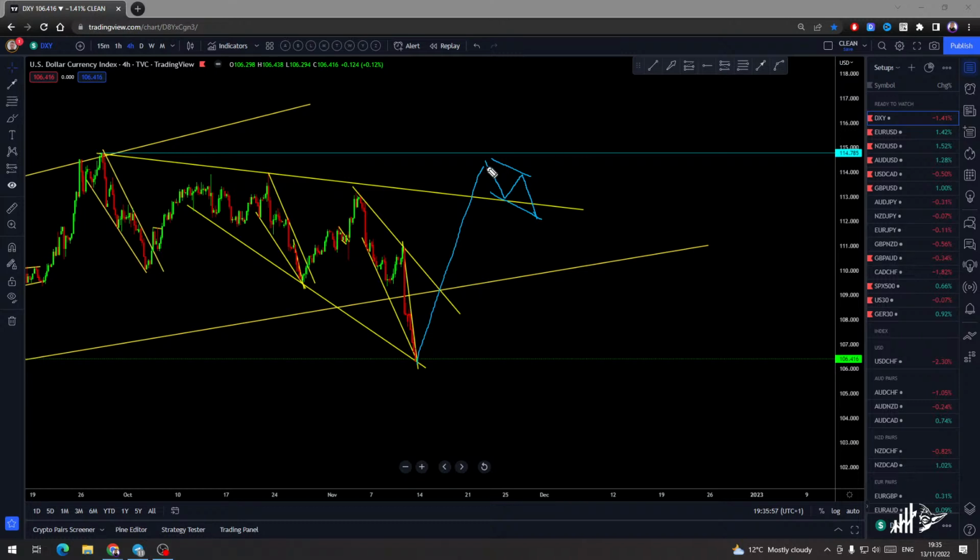Another one, what could be over there? It could be a flat as well. It could be a running flat as well. If I change to multiple different colors, it could be a running flat. There is a lot of variation, any kind of correction. That's what I'm saying. It could be an expanded flat as well and then go up. But what is the point? What is the concept? Any correction over there will confirm more upside.